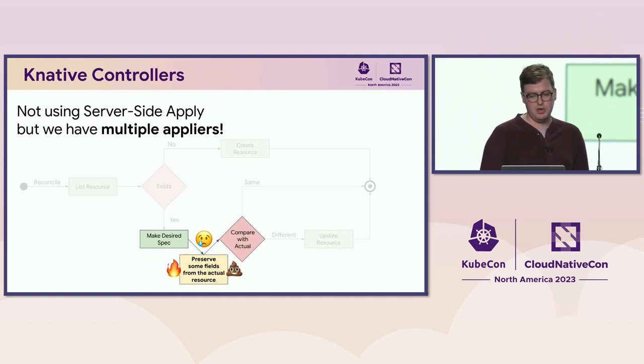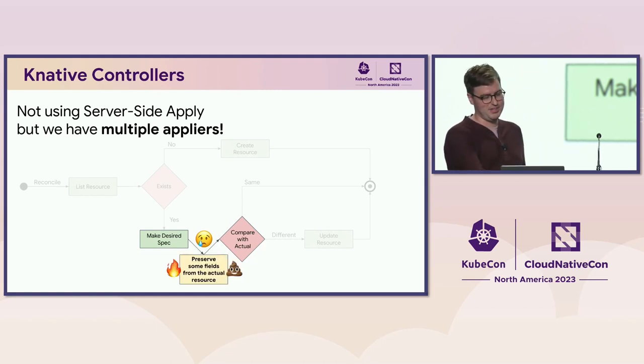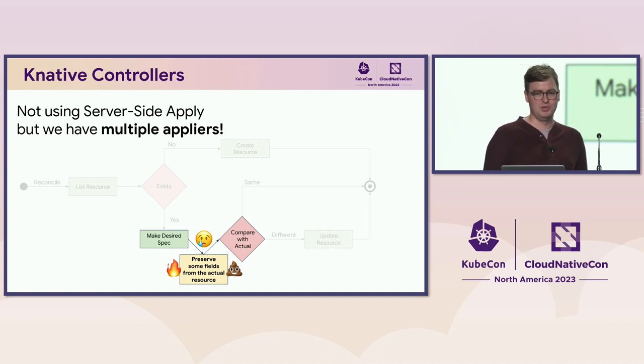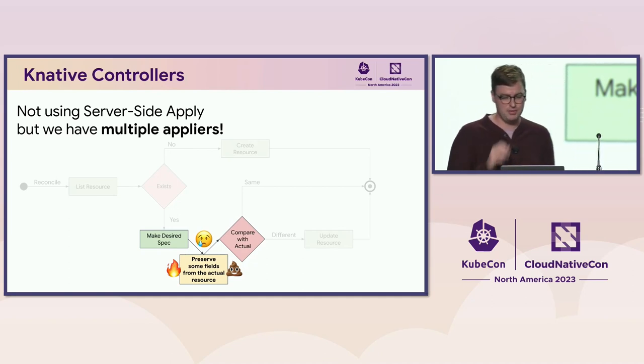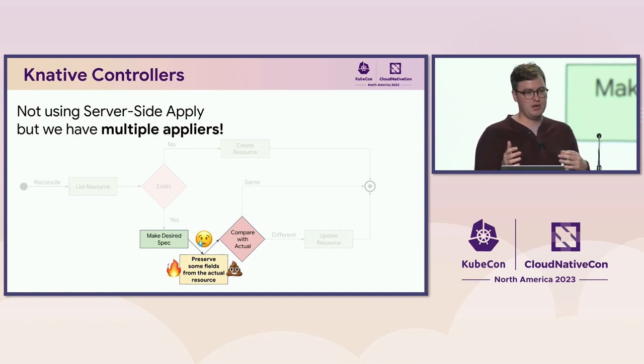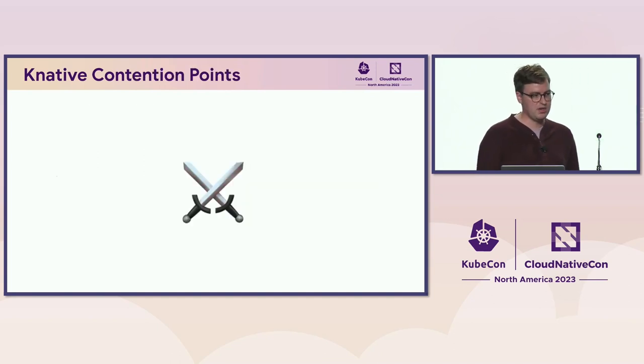The way we get around it, and I put the fire and the poo, because it's kind of an unnecessary hack, is that because we have multiple appliers, we have to know what fields we're going to be trumping and conflicting on. So what we end up doing is preserving fields from the actual resource to our desired spec, and then doing the comparison. I'm going to highlight the contention points that we have.